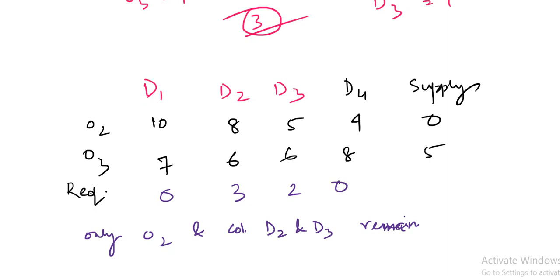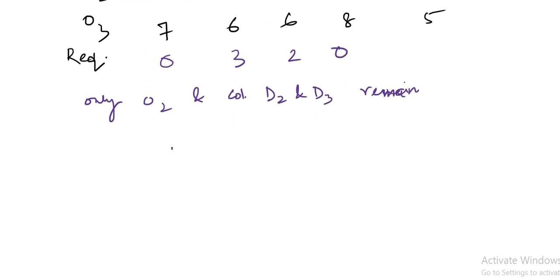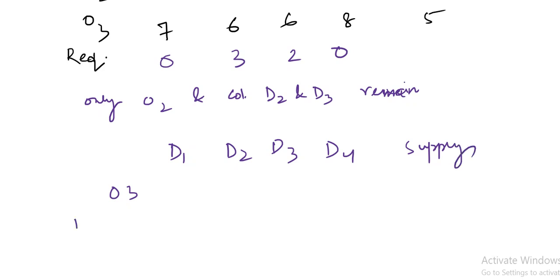So allocate D2. The lowest cost in D2 is O3 with a cost of 6, and allocate 3 units, since the demand of D2 is 3 and the supply of O3 is 5. So we can again update this table. D1, D2, D3, D4 and O3 are the supply and its requirement. So what is the value here? 7, 6, 6, 8, 2 and the requirement is 0 0 2 0.